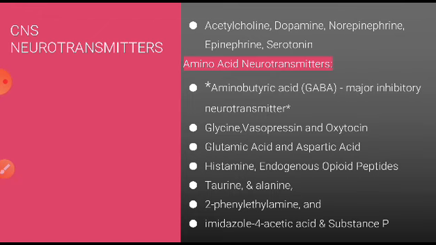Just to remind you, I have noted down some of the neurotransmitters here. I'll name them for you. Acetylcholine, dopamine, norepinephrine, epinephrine, serotonin. Other than that, we have amino acid transmitters, such as GABA, which is one of the major inhibitory neurotransmitters. And in case of mental excitability, GABA is a very, very important target. Glycine, vasopressin, and oxytocin, glutamic acid and aspartic acid, histamine, endogenous opioid peptides, taurine and alanine, 2-phenylethylamine, imidazole 4-acetic acid, and substance P.